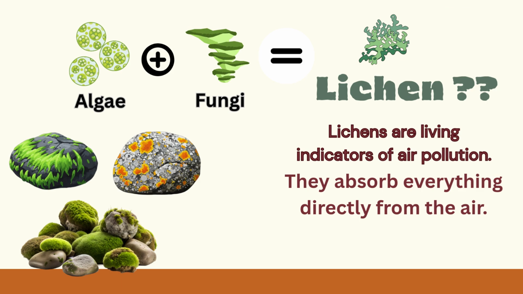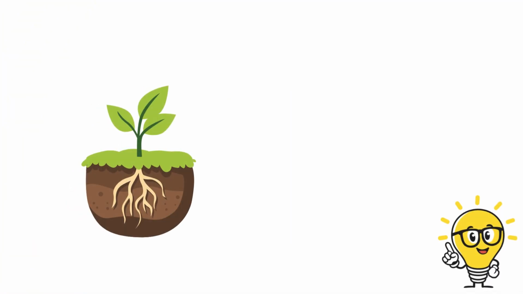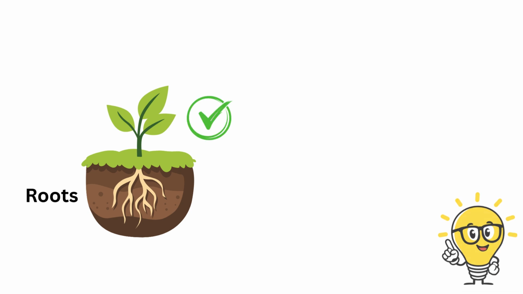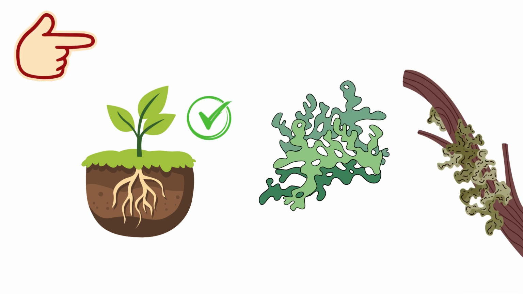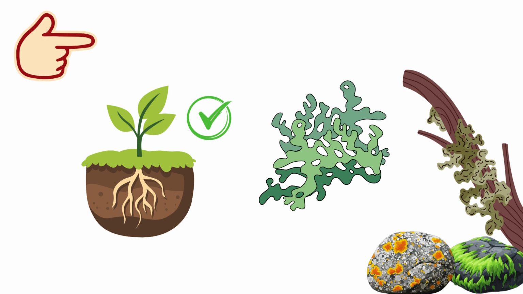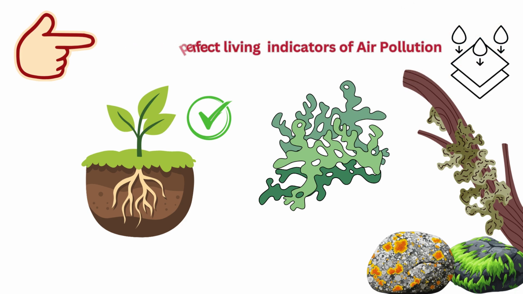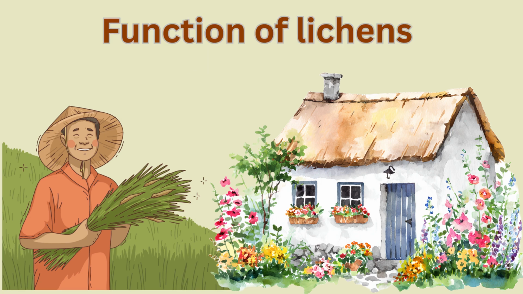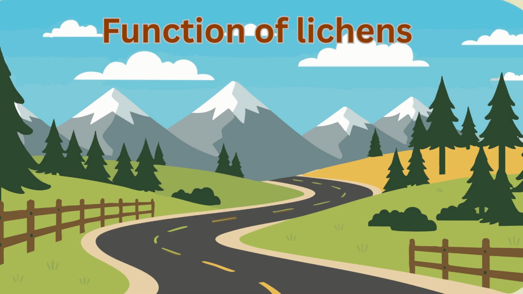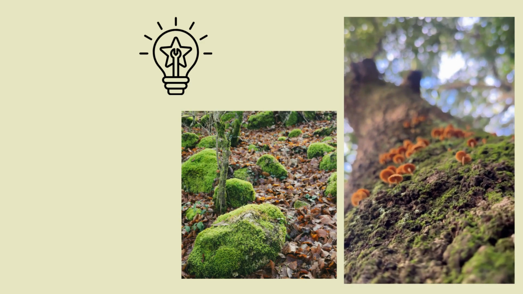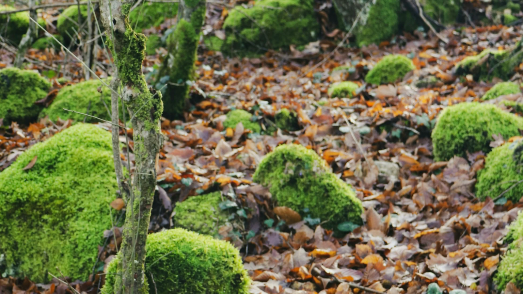Here's the cool part, lichens absorb everything from the air, they have no roots. Now think about plants. They have roots in the soil, right? But lichens just sit on tree bark and rocks and absorb everything floating in the air. This makes them perfect living indicators of air quality. Here's what happens in reality. In clean air areas, you will see lots of lichens growing on tree bark, rocks, and soil. They look healthy and vibrant.